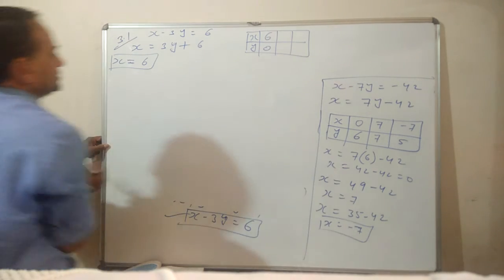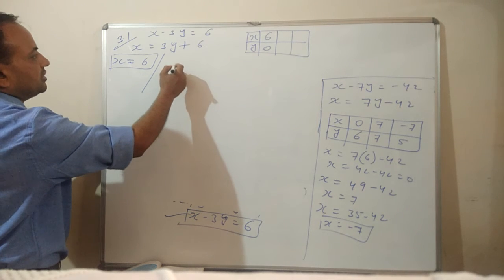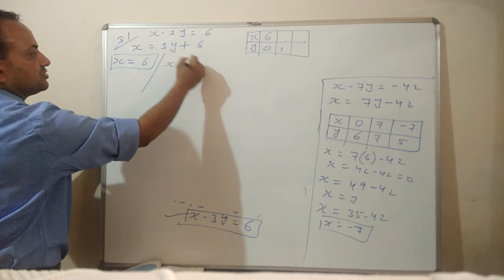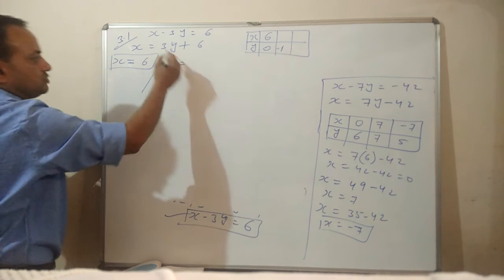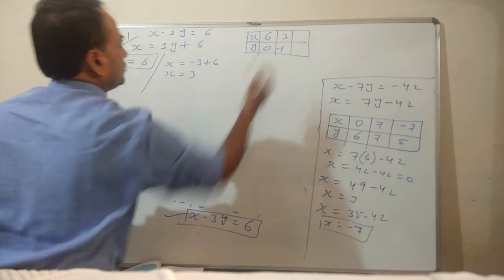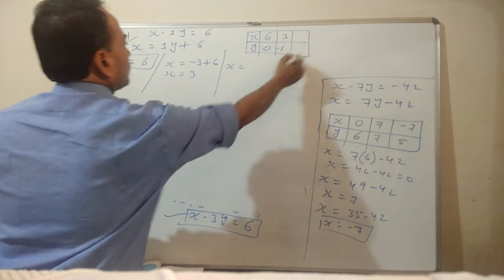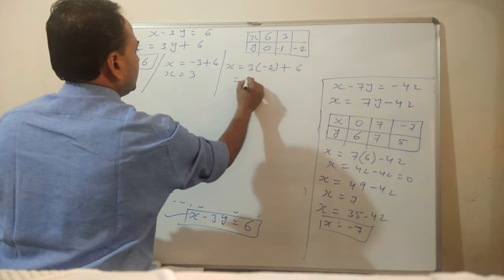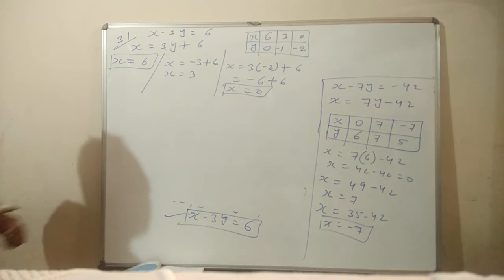Now if I put y equal to 1, x equal to 3 into 1 plus 6, that becomes 9. I'll take the negative value. So if I take minus 1, then minus 3 plus 6, so x equal to 3. Now another value: if y equal to minus 2, 3 into minus 2 is minus 6 plus 6. So x equal to 0. So all these coordinates we will get.